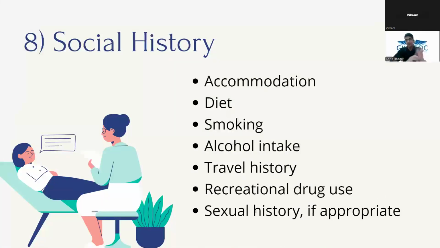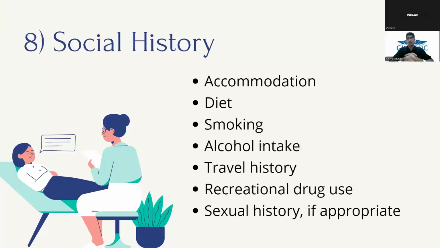Within all of this, I'd like to highlight one point specifically, and that would be travel history. And I'll tell you why. So we start off with accommodation. Again, it depends on whether you want to ask these questions, but it also depends on what etiology you're suspecting. If you're thinking infectious related, yes, you should definitely ask for accommodation. Diet is something I started asking when I take histories recently. Smoking and alcohol intake is a constant question.